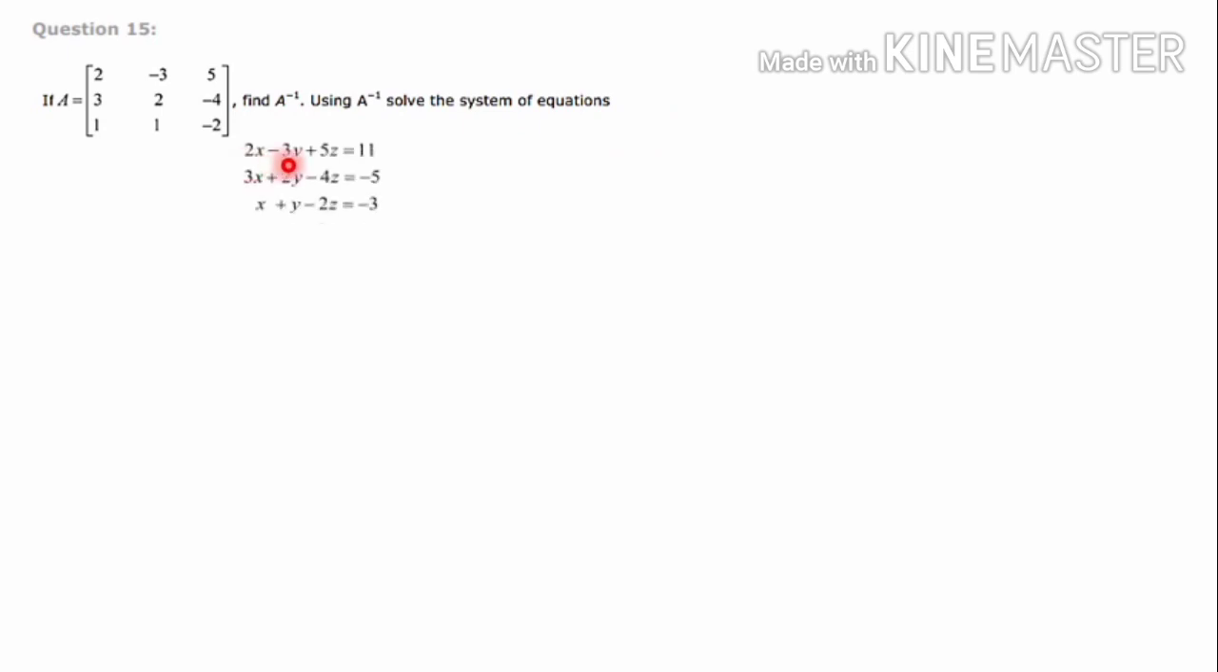Next, question number 15. The question is, if A is equal to matrix 2, minus 3, 5, 3, 2, minus 4, 1, 1, minus 2. Find A inverse. Using A inverse, solve the system of equations. 2x minus 3y plus 5z is equal to 11. 3x plus 2y minus 4z is equal to minus 5. X plus y minus 2z is equal to minus 3.